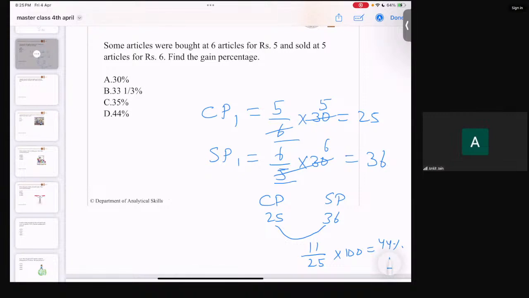I hope it is clear to you. Amreen gave the right answer. Risavi gave the right answer. Very good.